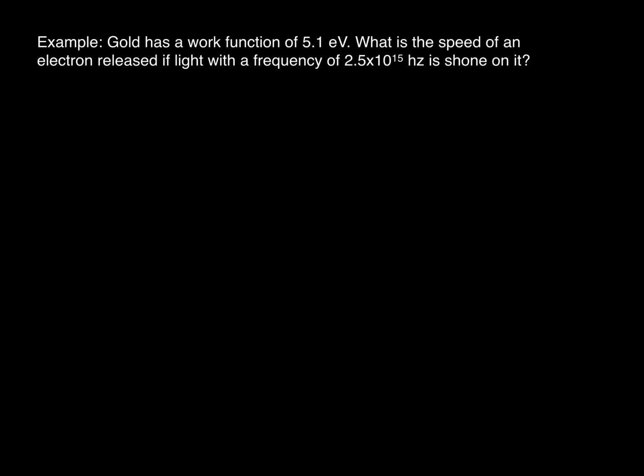Example 2. Gold has a work function of 5.1 electron volts. What is the speed of an electron released if light with frequency of 2.5 times 10 to the 15 hertz is shone on it? The work function of the metal is given as 5.1 electron volts. We are also given that the frequency of the photons falling on the cathode is 2.5 times 10 to the 15 hertz.